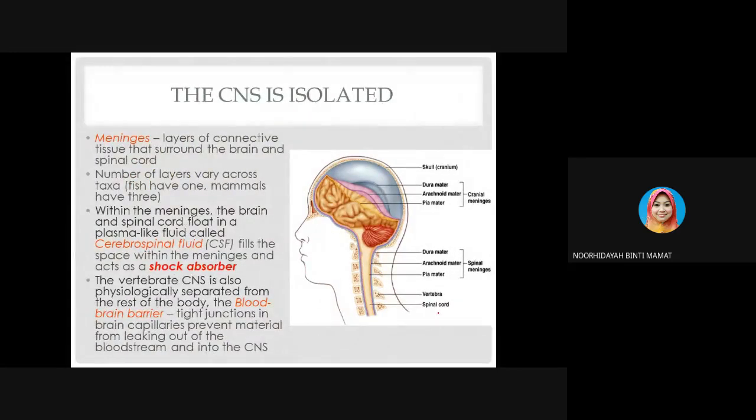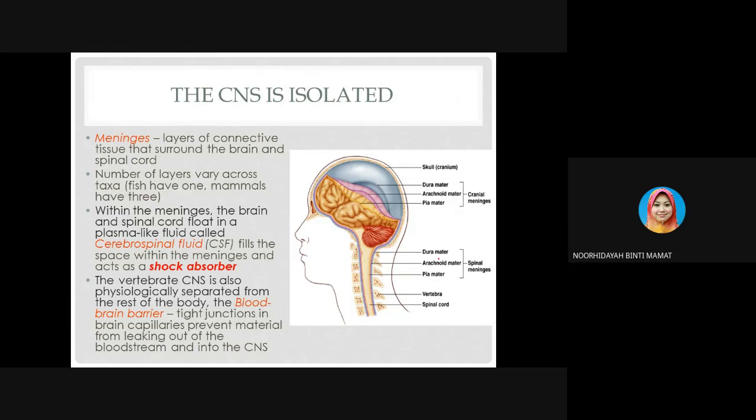So the CNS is isolated. The meninges is a layer of connective tissue that surrounds the brain and the spinal cord. So this is the meninges; it surrounds the brain and also the spinal cord. The number of layers varies across taxa. For example, fish have only one layer of meninges, while mammals have three layers of meninges.